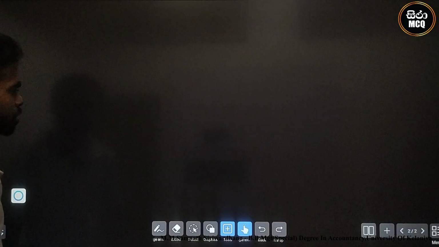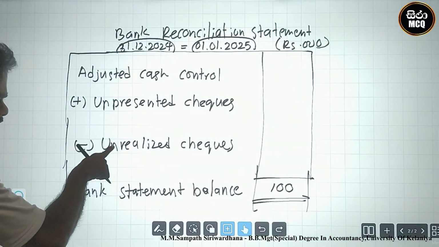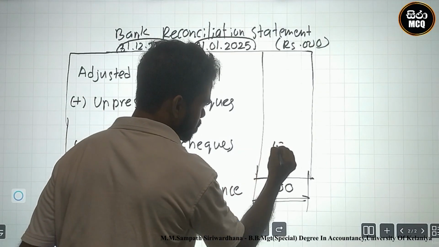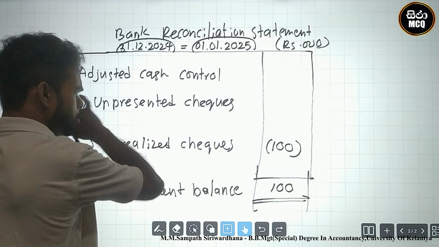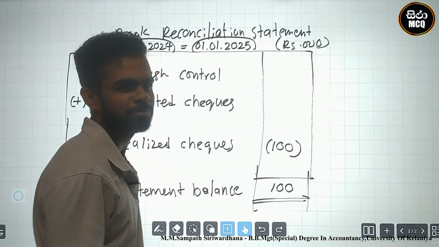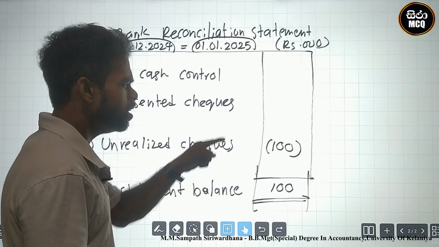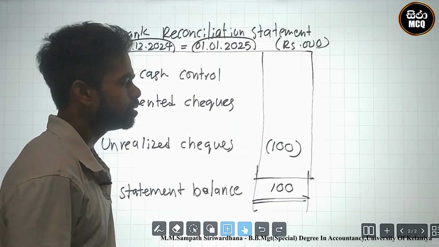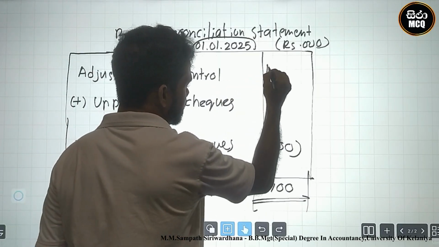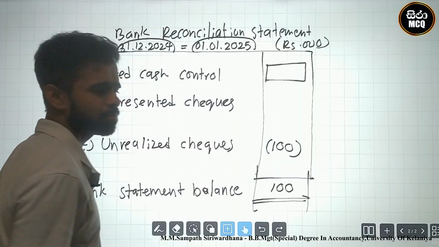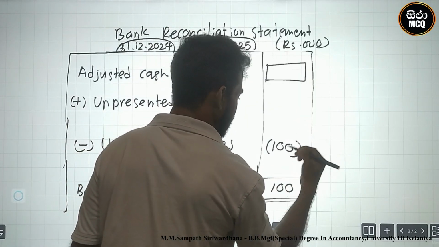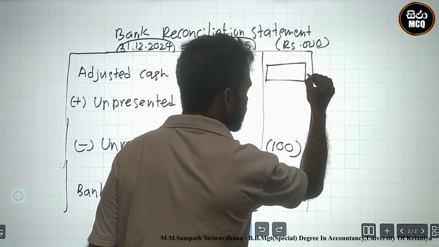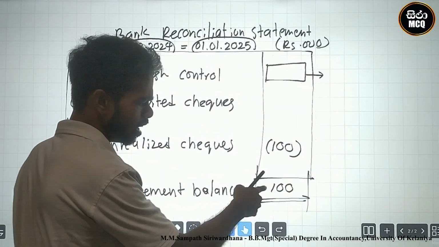Unrealized checks 100. You must deduct. There are no unpresented checks. Only the one difference reason is there. What is the adjusted cash control account balance? 200. You must calculate this. How do we find this?